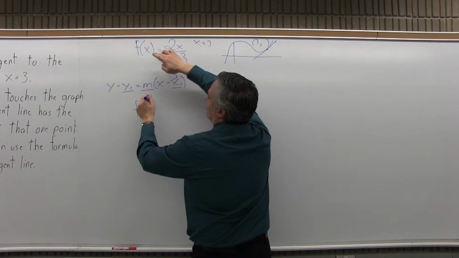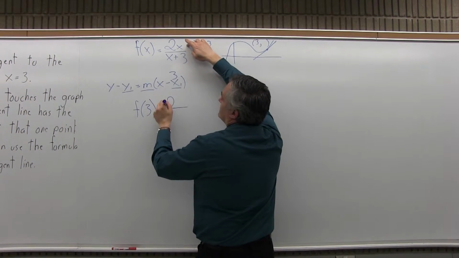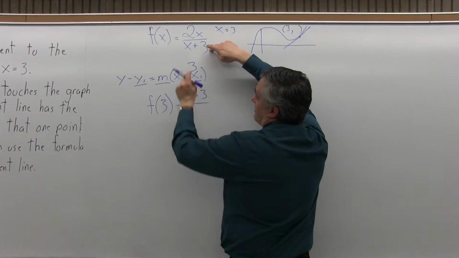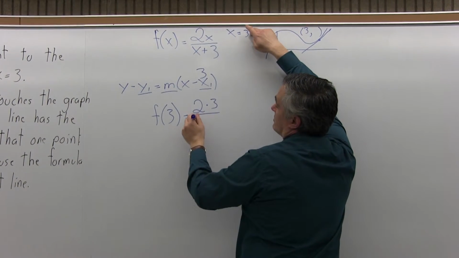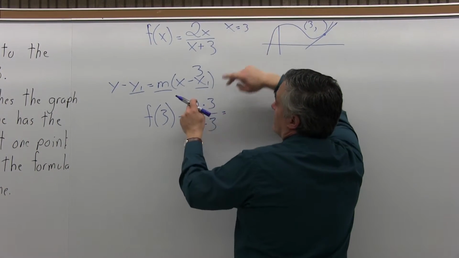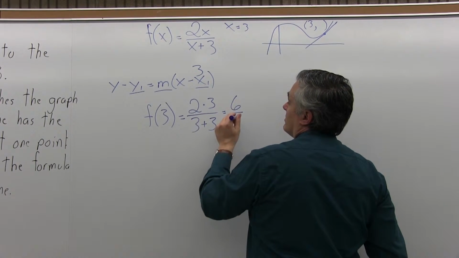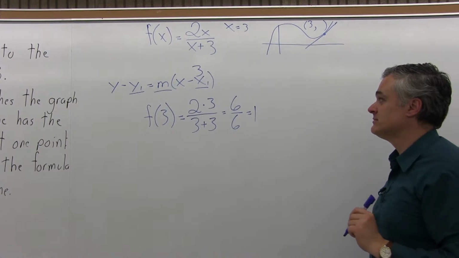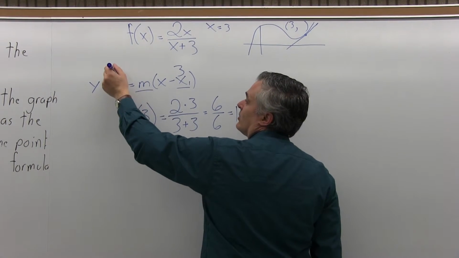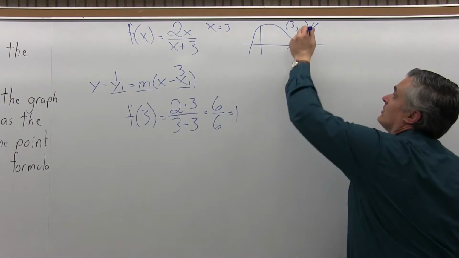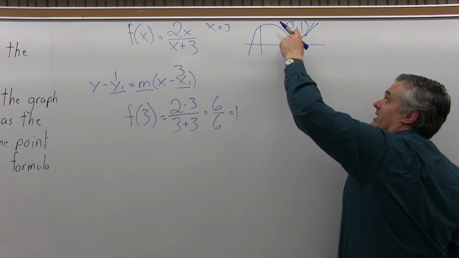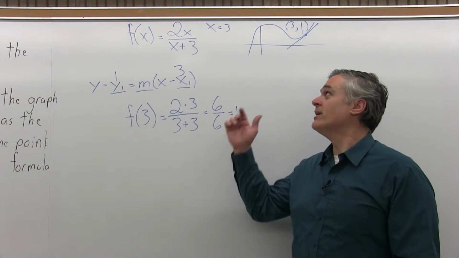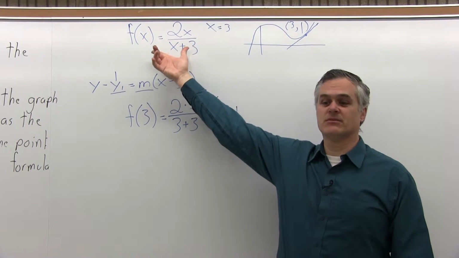So f of 3 equals 2 times x in the numerator becomes 2 times 3. And 3 plus 3 is what you get in the denominator. X plus 3, when you put in a 3 for x, becomes 3 plus 3. So the numerator, 2 times 3 is 6. The denominator, 3 plus 3, is also 6. And that will reduce to 1. That's the y value. So the point where they touch in one spot is over 3 up 1. Again, the 3 was given to us in the statement of the question. We figured out the 1 by plugging in the x of 3 into the function that's in the problem.